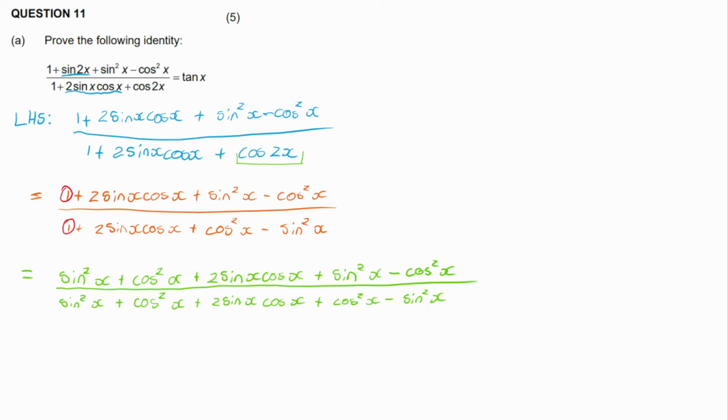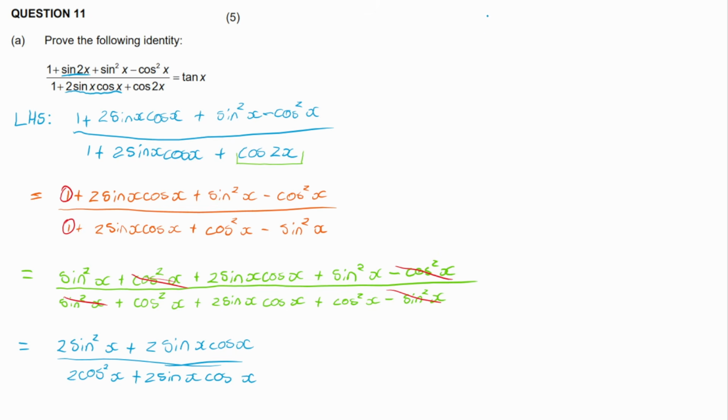And you'll see now what's going to happen is this cos x is going to cancel with that one. And at the bottom, the sine x squared is going to cancel with that. So what I'm left with at the top is 2 sine squared x plus 2 sine x cos x over 2 cos squared x plus 2 sine x cos x.